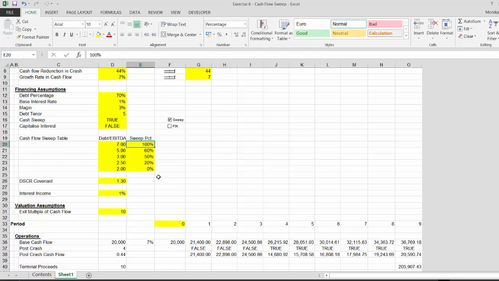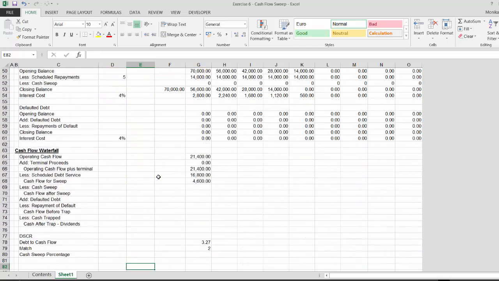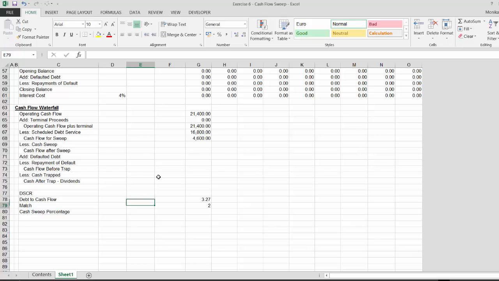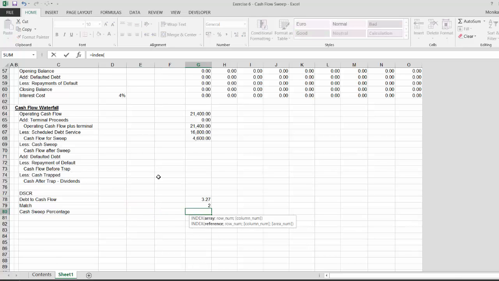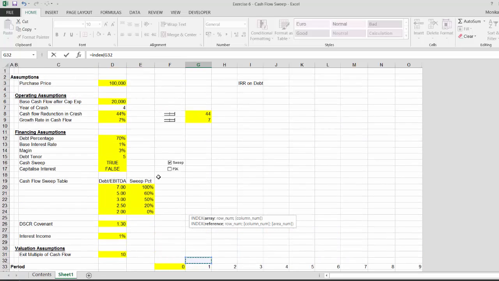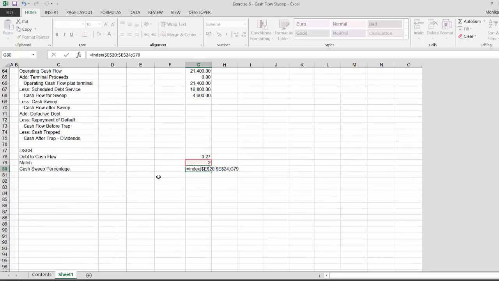First, it would be 100%. Second would be 60%. And if we were below 3, then we would be at 50%. But we're up to 60%. So that means that our cash sweep percent is the index, and we don't have to make any adjustments. You have to be careful when you do these things. You can sometimes do them too quickly, like I do.